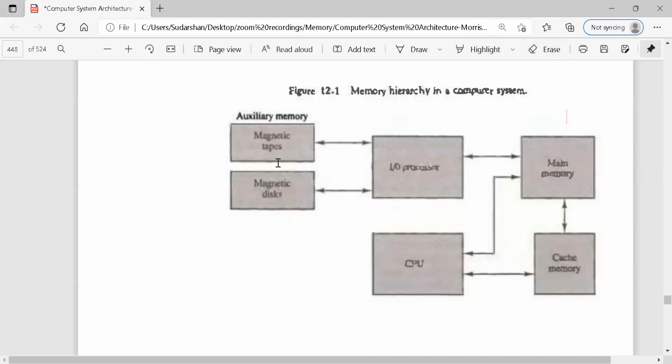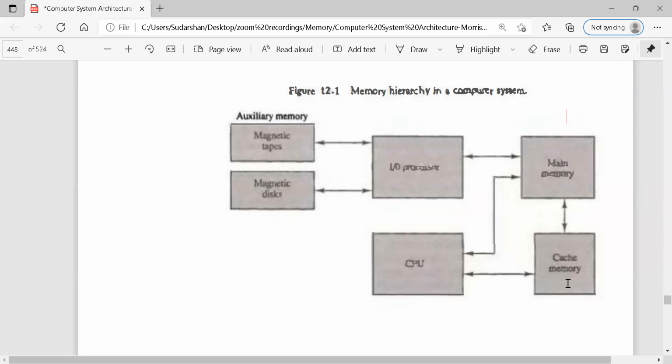When you come to secondary storage, it is in terms of terabytes or even petabytes. And another memory, which is called cache memory, acts as an interface between CPU and main memory. So the IO processor is the interface between auxiliary memory and primary memory, and cache memory is the interface between your CPU and main memory. Main memory capacity is in terms of GB. Cache memory capacity is in terms of MB, megabytes.